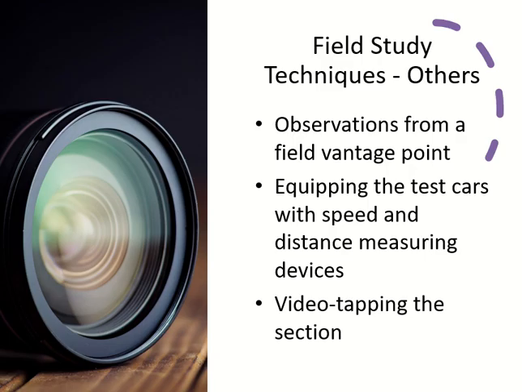Okay, another method is, instead of having an observer in the car, you can have equipment which is measuring the distance and time and speed for you. The car already has a speedometer and odometer, but they are not recording, obviously. You can add some extra sensors, some extra trackers which can give you this.